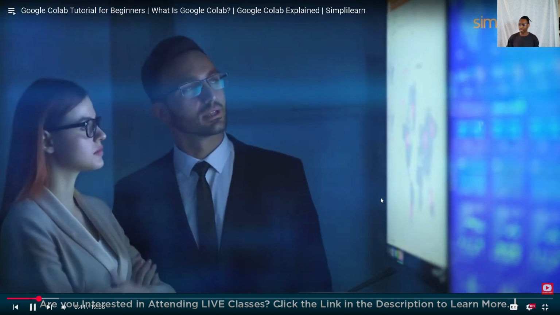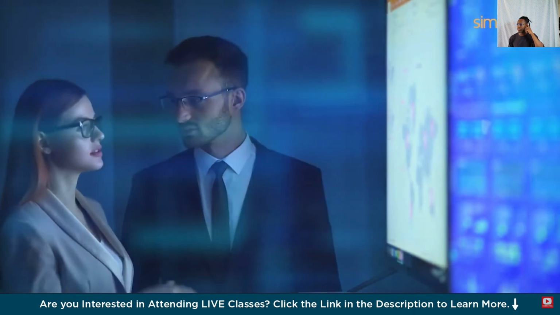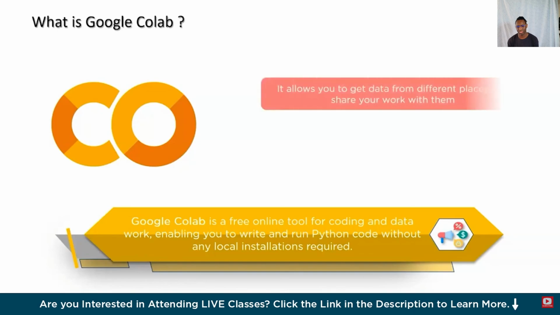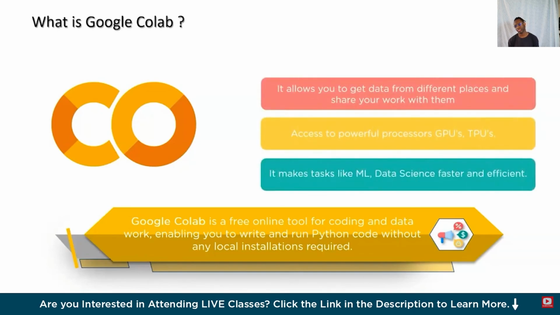And then we will have a complete overview of it. So let's start with the first topic. What is Google Colab? Google Colab is a free online tool that lets you do coding and data-related work on the internet. It's like having a virtual notebook where you can write and run Python code without needing to install anything on your computer. With Colab, you can also get data from different places and share your work with others easily. Another cool thing is that it gives you access to powerful processors like GPUs and TPUs, which make tasks like machine learning and data science faster and more efficient. It's a great tool for learning and working on coding and data projects.